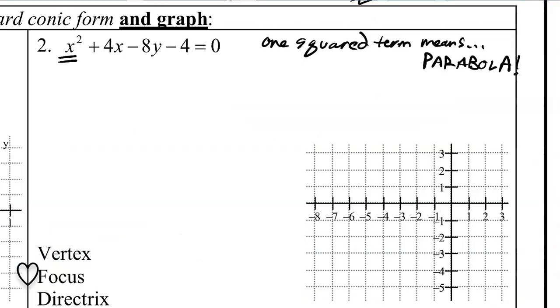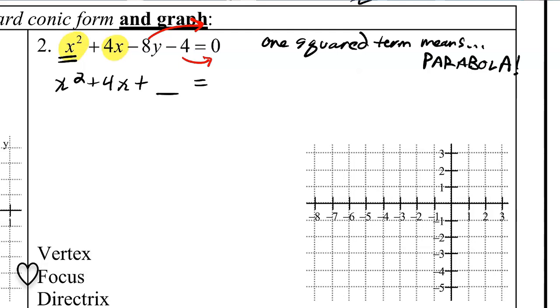So let's collect the common variables. And the other stuff, we're going to move to the other side of the equation. We're going to move that 8y, and we're going to move the 4. So that would give us x squared plus 4x plus blank on the left.